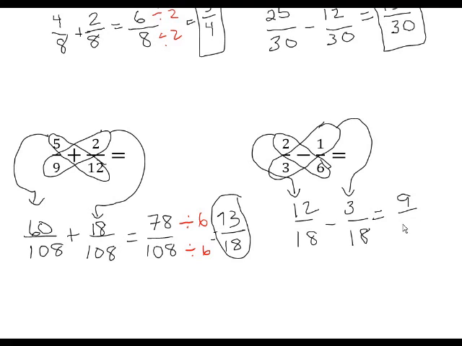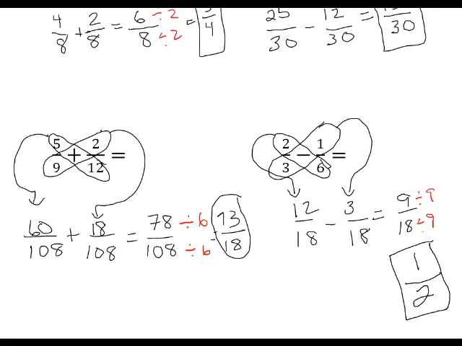Step 5, don't touch my bottom. It's going to stay as an 18. I reduce this. Both 9 and 18 divide by 9. And our final answer for this problem is 9 divided by 9 is 1, 18 divided by 9 is 2. 1/2. That's how you add and subtract fractions with different bottoms.